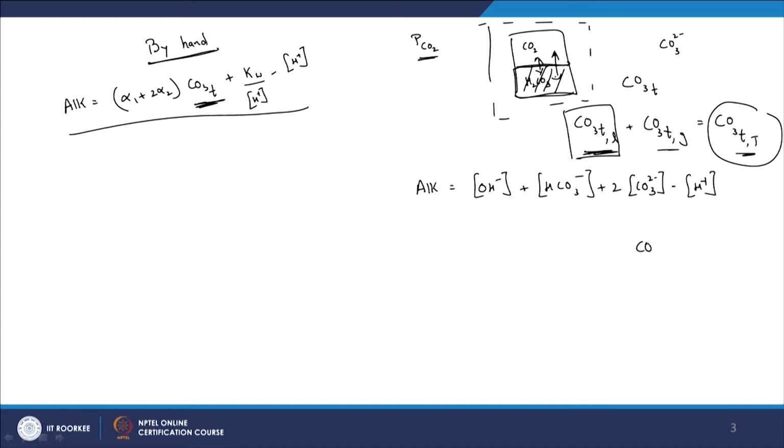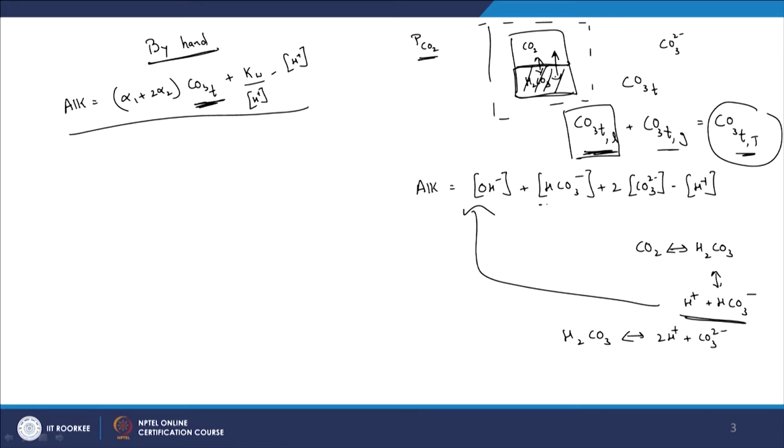So why is that? CO2 will equilibrate in solution with H2CO3. H2CO3 can either dissociate to H plus and HCO3 minus, or if I look at complete dissociation, H2CO3 can dissociate to 2H plus and CO3 2 minus. If I plug in this particular case into this equation, what do I see? One HCO3 minus increases, but then H plus also increases, so both of them cancel each other out, so there is no effect on alkalinity.